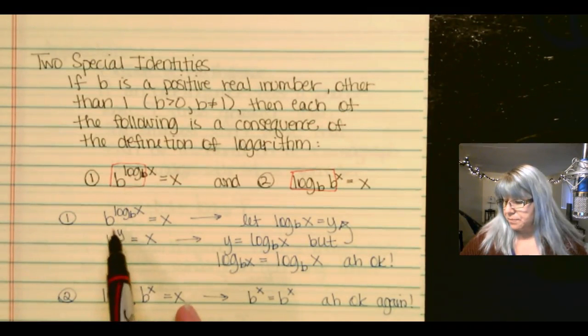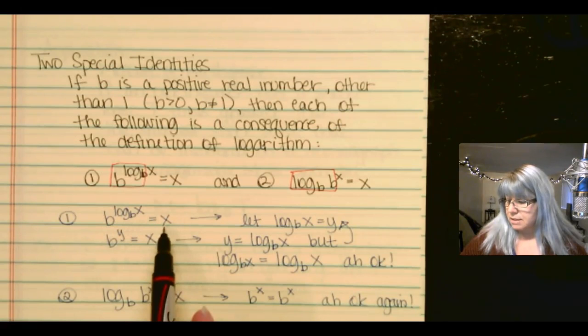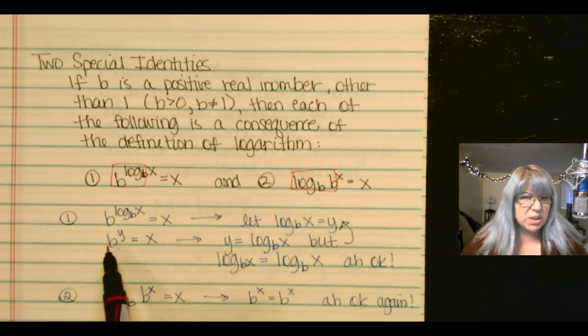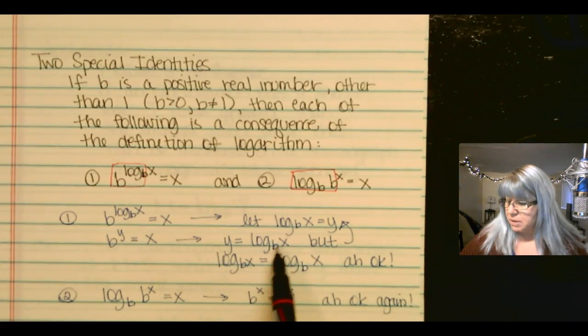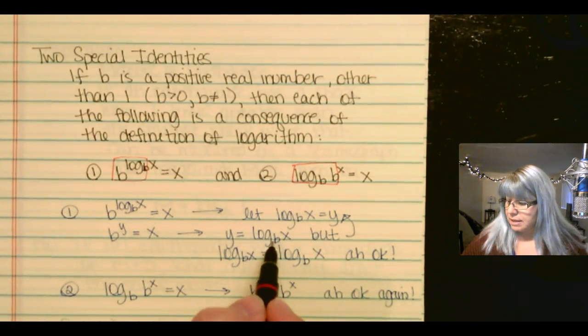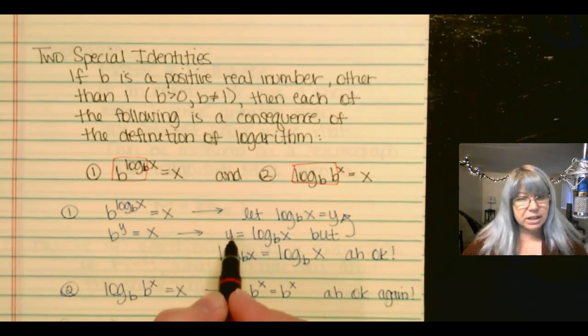I'm going to take the first one. b to the log base b of x equals x. Well, I'm going to take this exponent, I'm just going to say it equals y, just so it's written a little easier. So b to the y equals x. Now remember, y equals log base b of x. And log base b of x, when I rewrite it, the base is b, the answer is x, and the power equals the power. I've rewritten it in logarithmic form.